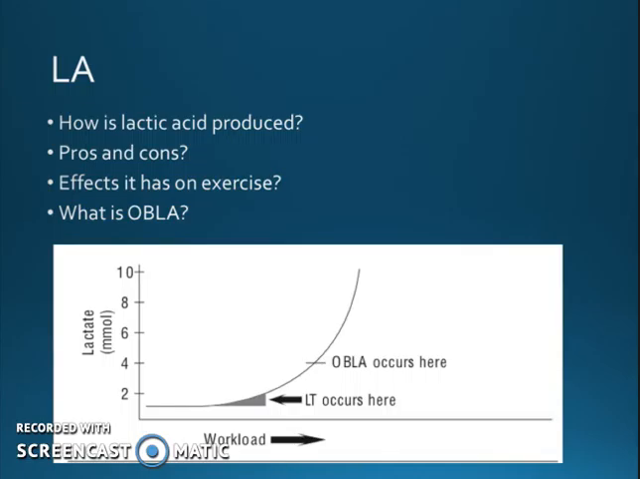So, OBLA. As we can see, this is an OBLA graph, and at 2, this is where the lactic acid starts to occur, and at 4, OBLA begins to occur, and the amount of lactic acid heavily increases upwards. So when the levels of lactic acid increase in the blood during exercise, it causes high levels of fatigue. The graph clearly shows that the more the workload increases, the higher the lactate increases.